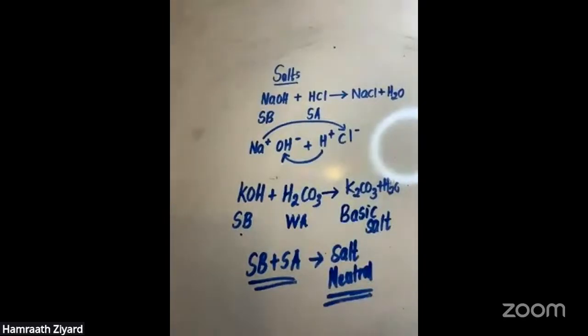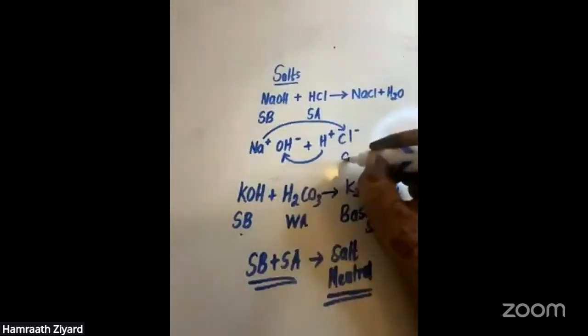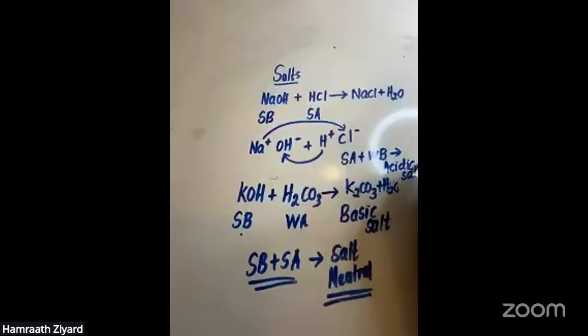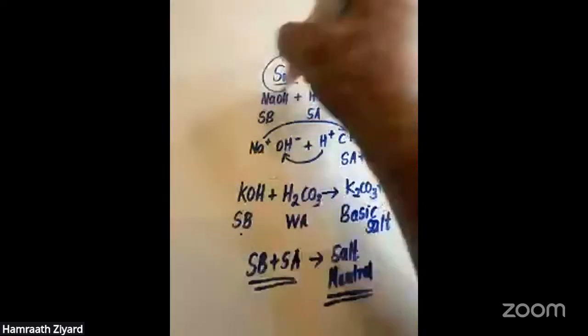So let me take another example. If a strong acid combines with a weak base, you will form an acidic salt. So these are the things you have to know under the salt.